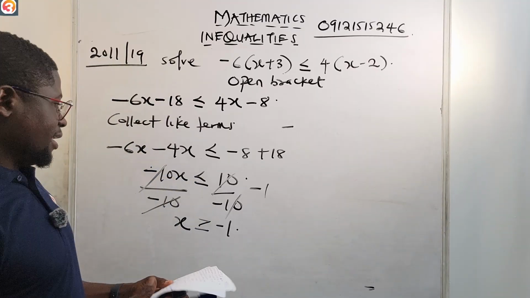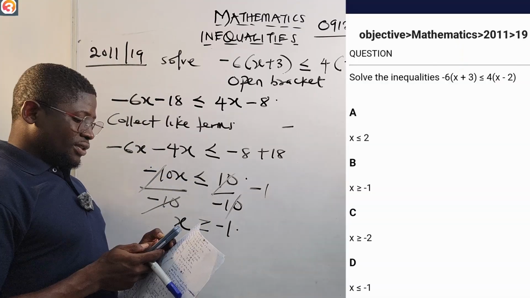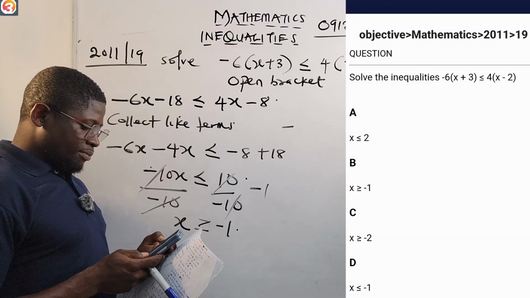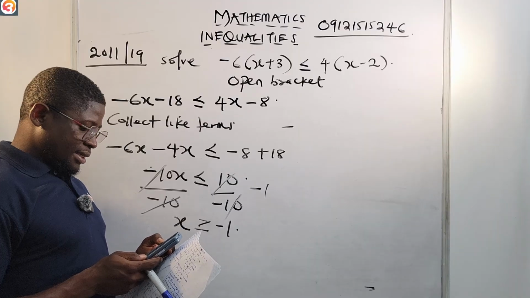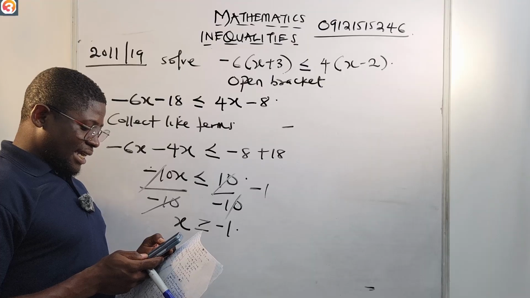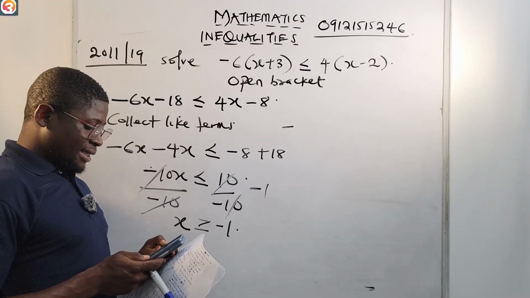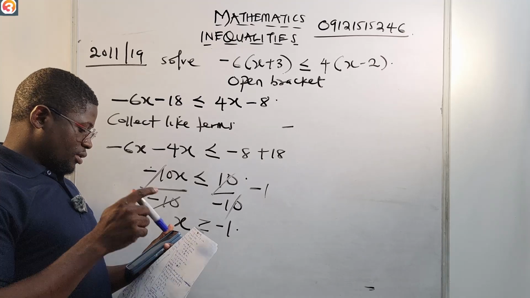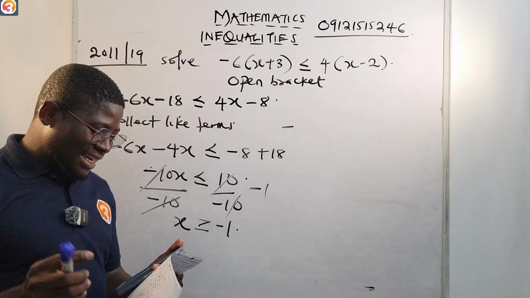Very easy. All right. So let us check our options from the app. 2011 number 19. Option A says x is less than or equal to 2. B says x is greater than or equal to minus 1. C says x is greater than or equal to minus 2. D says x is less than or equal to minus 1. The correct answer is option B. x is greater than or equal to minus 1.